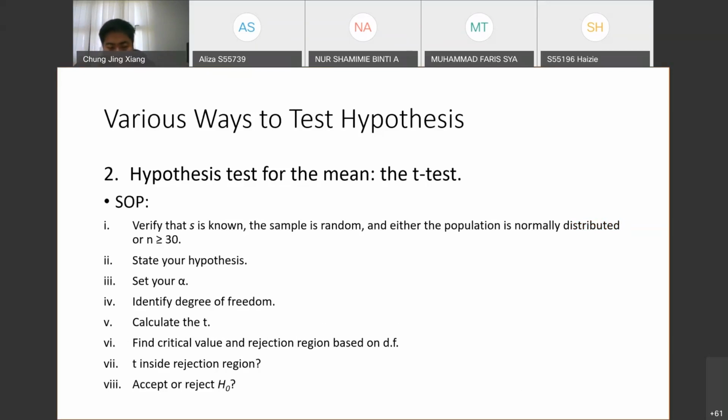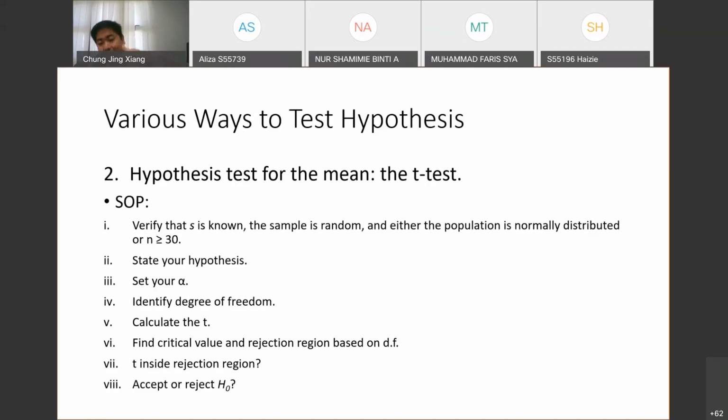Second step, you state your hypothesis: what you want to test by using this t-test. Then decide your alpha, identify the degree of freedom, and calculate the t. Then of course you find the critical value, or the rejection region, based on the degree of freedom and the p value or alpha value you want.